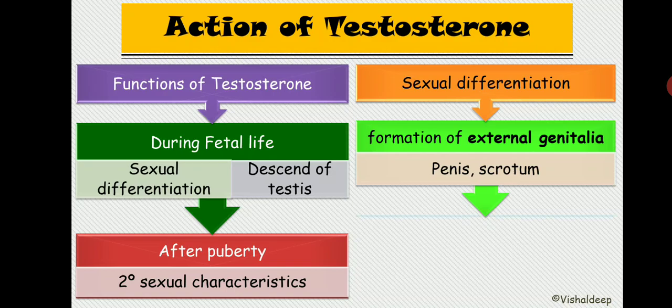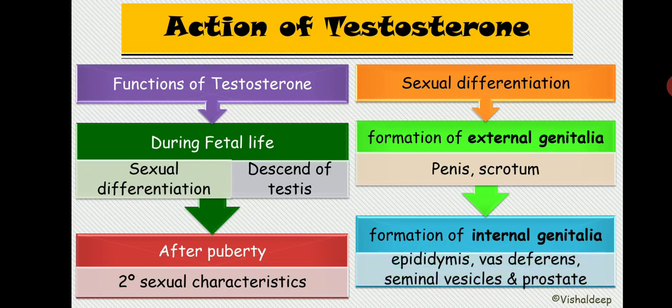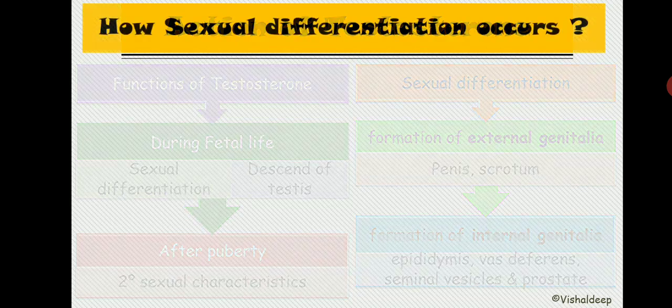It is also responsible for the formation of internal genitalia indirectly, by forming dihydrotestosterone, the active form of testosterone. Now what is internal genitalia? There is a list of the things that we discussed in testis anatomy: epididymis, vas deferens, seminal vesicle and prostate. These are the internal genitalia. Now how does sexual differentiation occur?